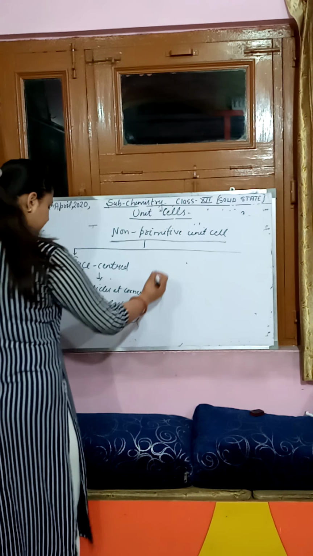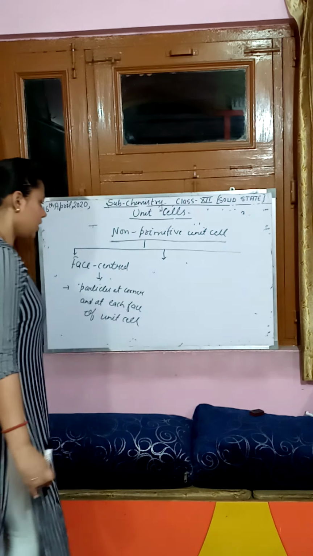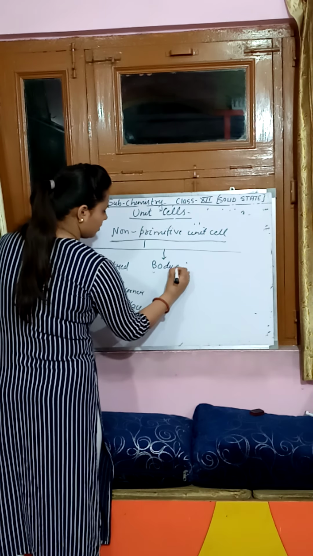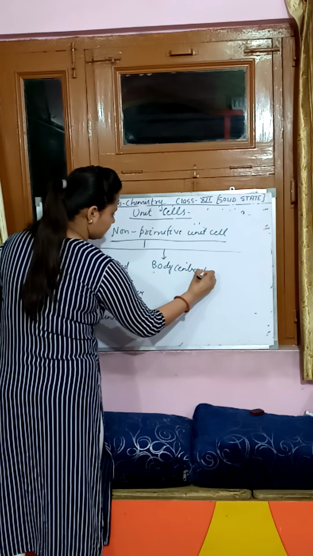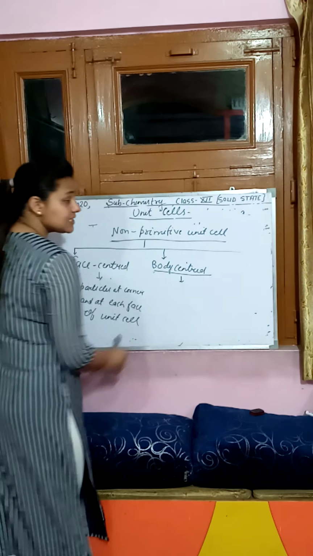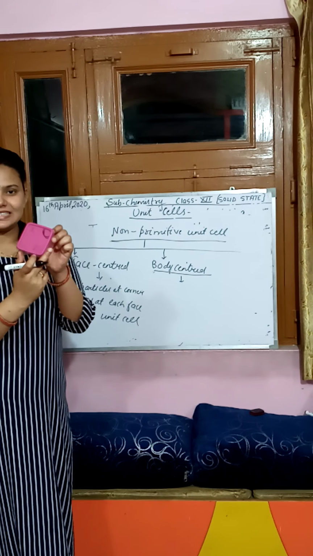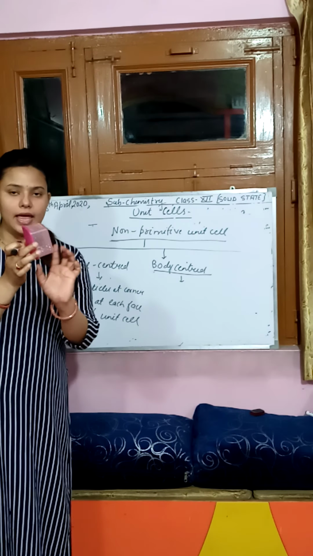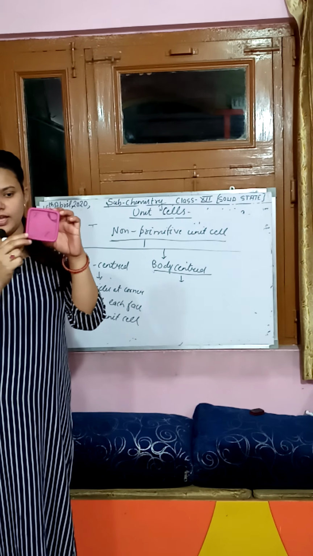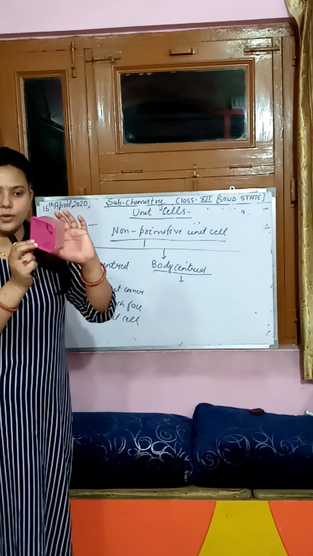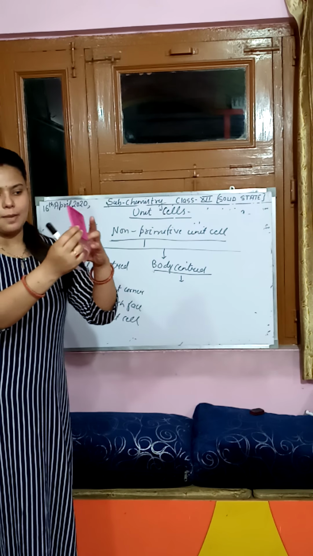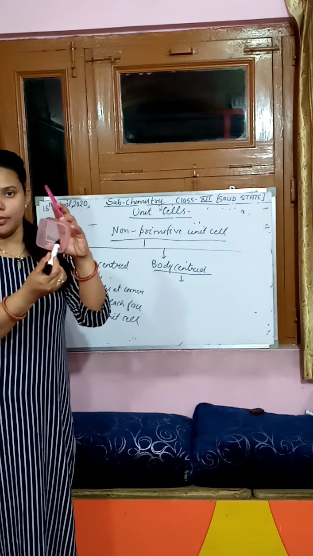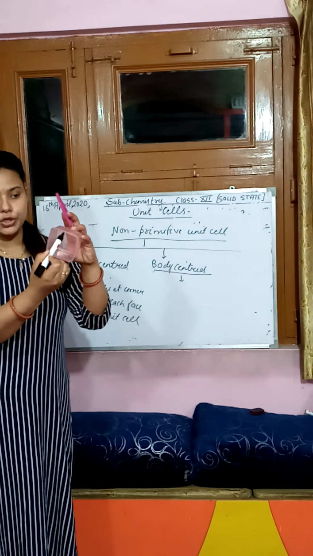Okay, now next, the next one is body centered. Body centered means particles are present at each corner and also in the center of the body. I am just opening this ball. Unit cell open नहीं होती है, ये सिर्फ आपको explain करने के लिए. Particle is present inside, in the center of the body. It means in the center of the unit cell.